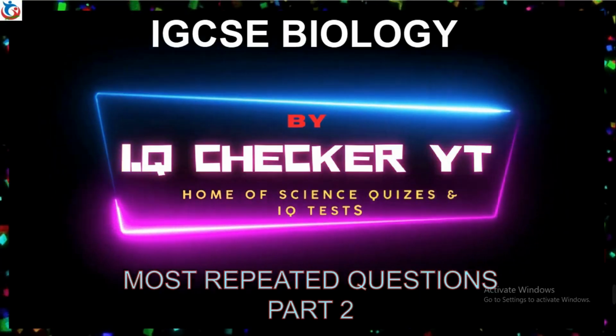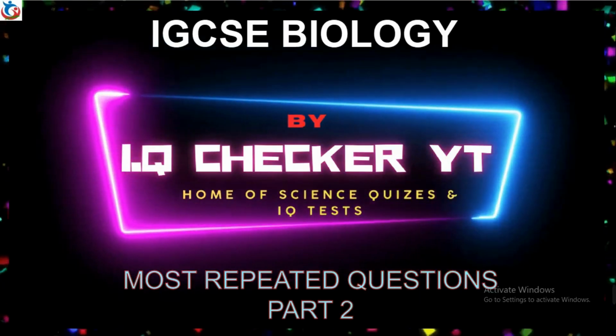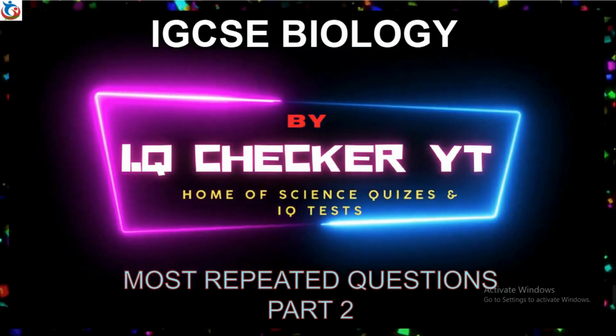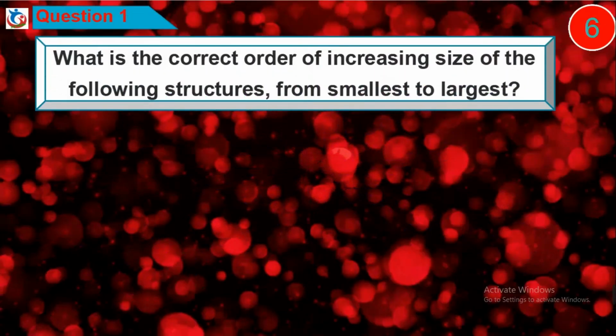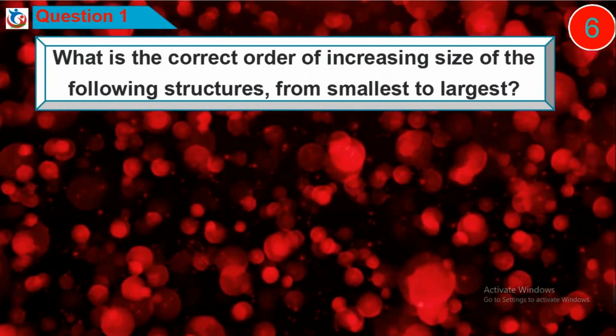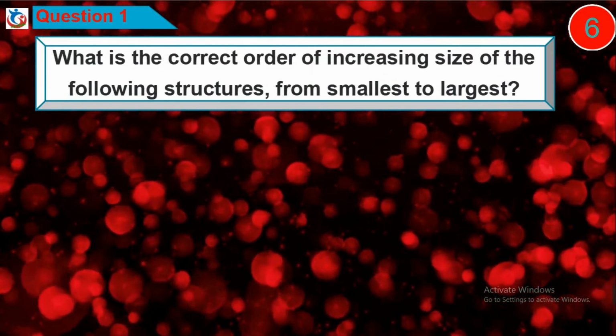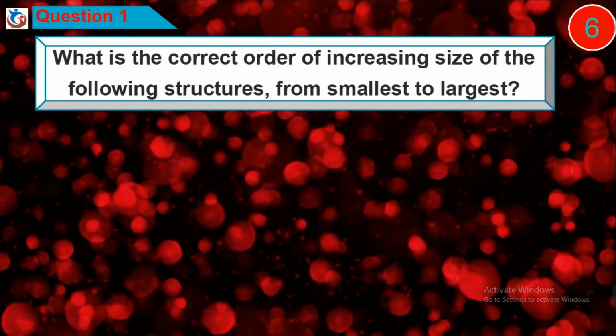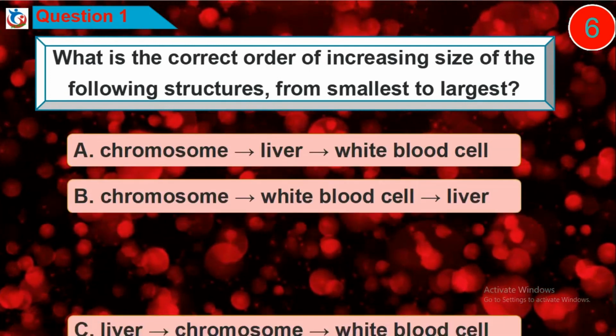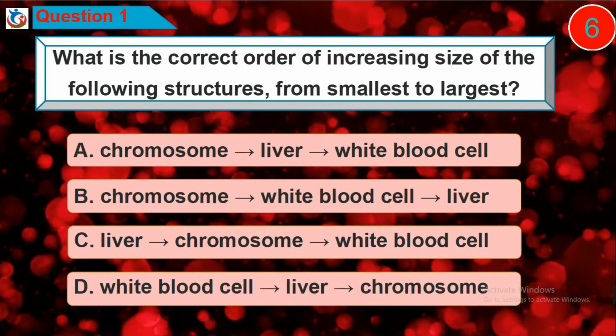IGCSE Biology Most Repeated Questions Part 2 by IQ Checker YT. Question 1. What is the correct order of increasing size of the following structures from smallest to largest? Is it option A, B, C, or D?